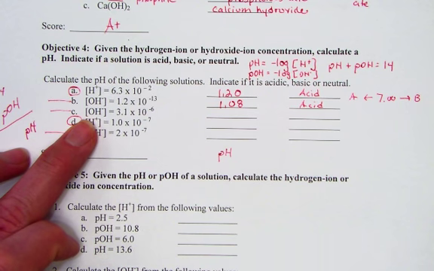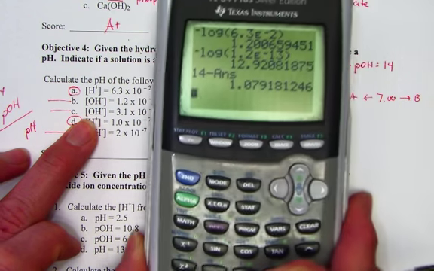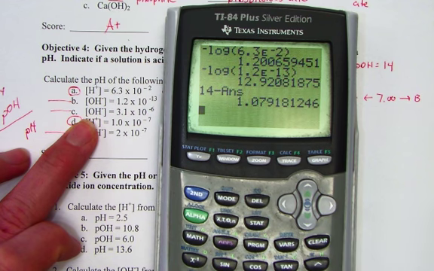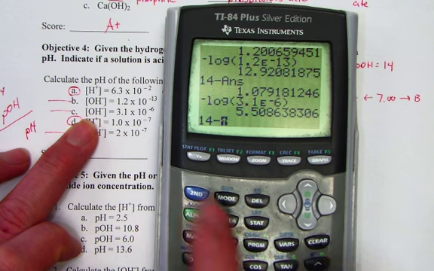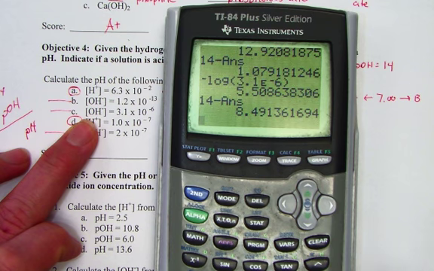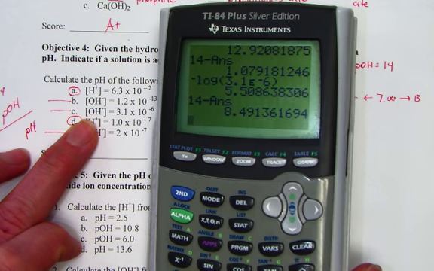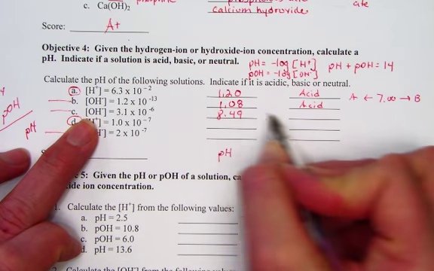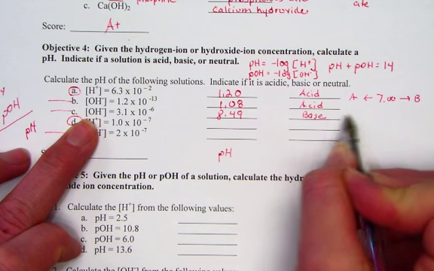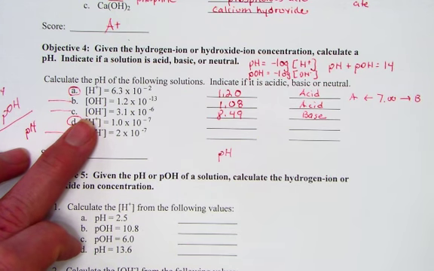Letter C also gives us hydroxide. So when we hit for letter C, we hit negative log of 3.1 E negative 6. And we get something called the pOH as 5.51. 14 minus the pOH value turns it into a pH. And this is giving us a value of 8.49 on the pH scale. 8.49 is in the base range, again above 7, 7 being neutral.